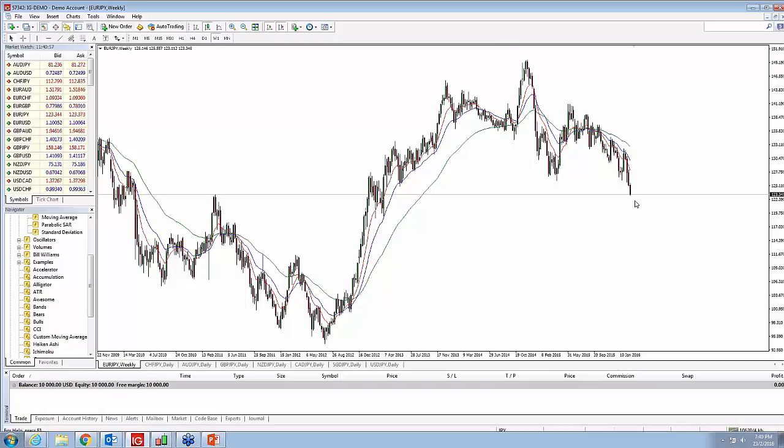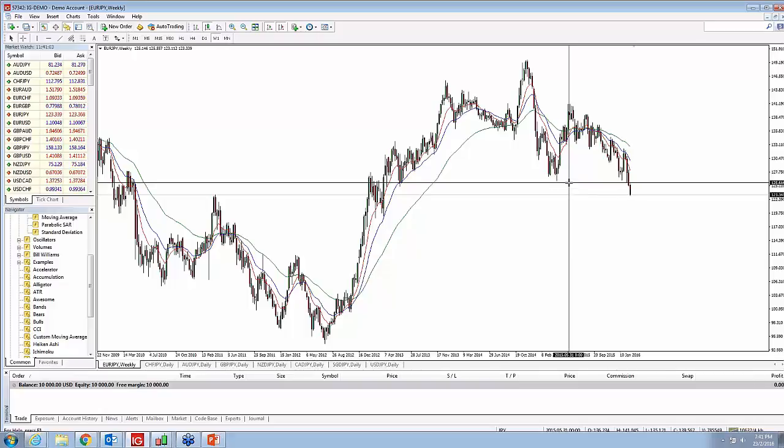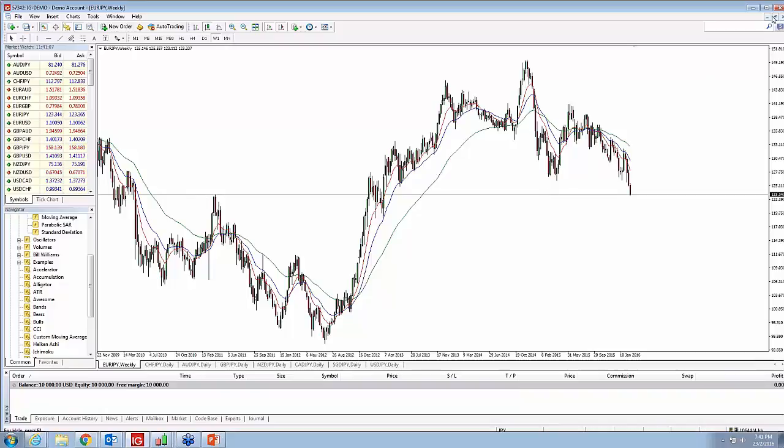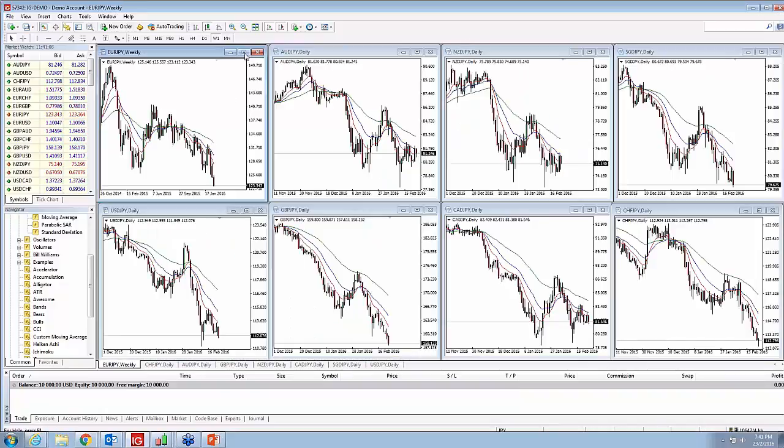So I might not want to plan a trade right now. But that does not mean that I do not want to short it. I might want to short it when it comes back, maybe at least back to the 125, 126 level. So this is the Euro Yen weekly.